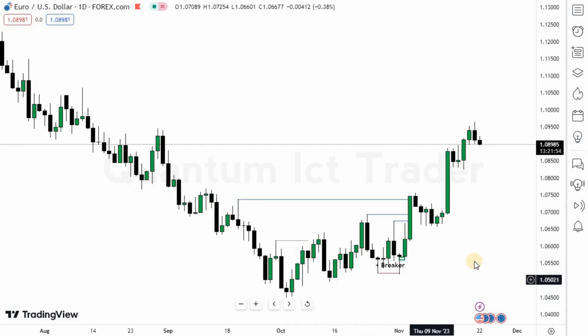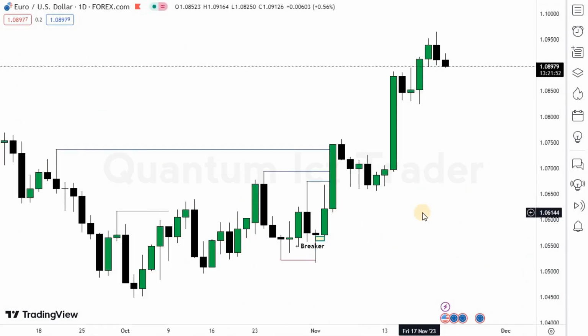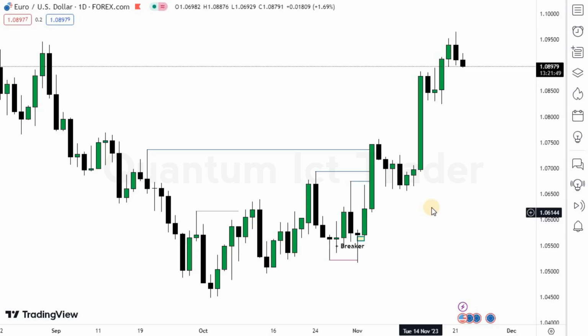So we are now on a daily chart. So here was that liquidity pool. Before creating that breaker, price took that liquidity. So I want to tell you that before you can trust your breaker, you have to analyze your higher time frame chart like this one.